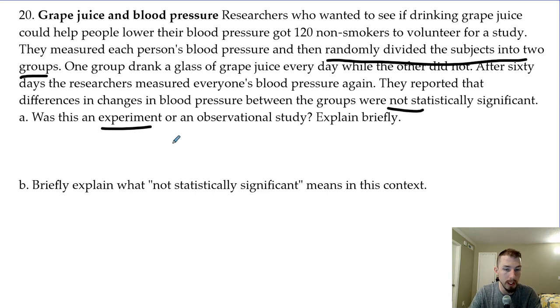Briefly explain what not statistically significant means. Okay, so that means that the differences that we saw, the observations we saw, could have occurred by chance. So it wasn't a big enough difference between the two, which we call effect size, for our sample size for us to believe that it was statistically significant. We will show next semester how to find that and quantify that with probability values.